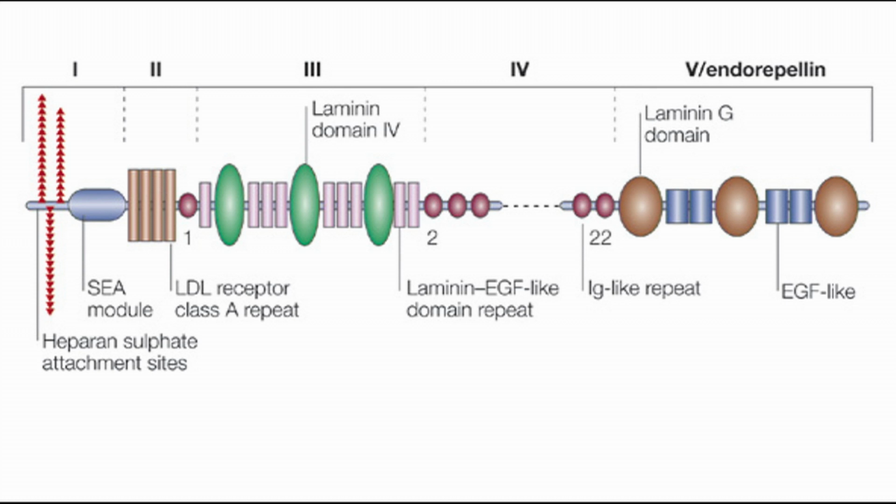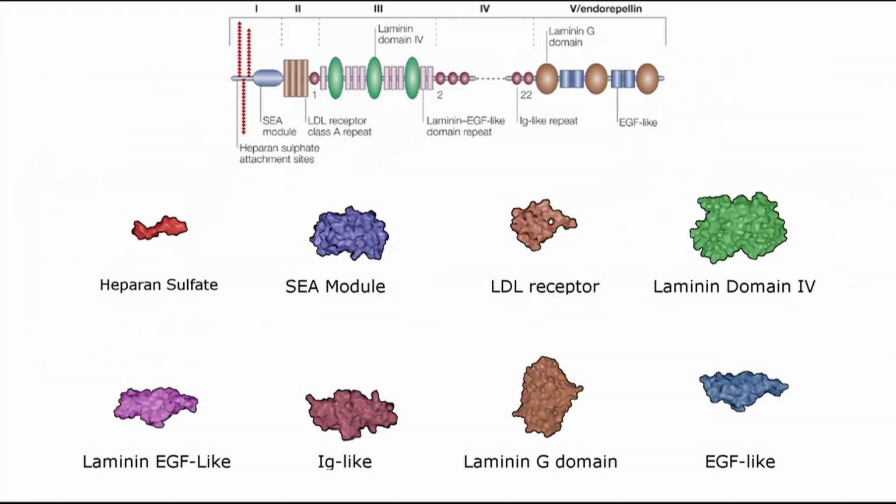So the thing is, this is like having the blueprint of a molecule. Because we don't have any all-atom structure of perlecan, it is simply too big to be resolved. However, if we look at each of the individual domains of the protein, we find that they have been resolved and can be found online in the Protein Data Bank. So for example, we have the structure of the heparan sulfate, of the SEA module, and so on.